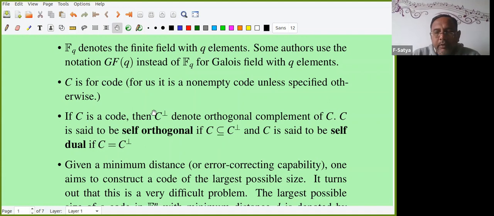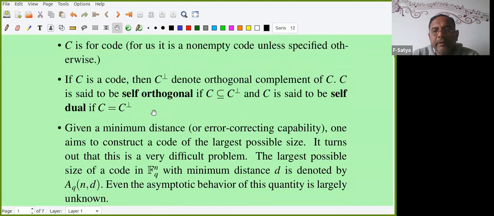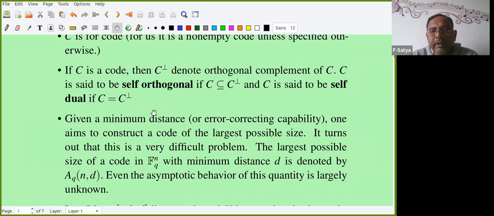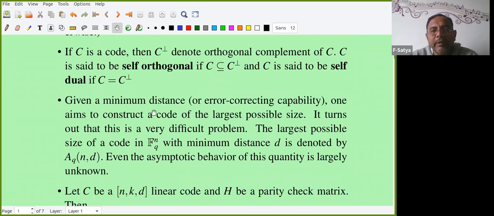Given a minimum distance, that is error correcting capability, one aims to construct a code of largest possible size, right? It turns out that it's a very difficult problem. The largest possible size of a code in F_q^n with minimum distance d is denoted A_q(n, d).